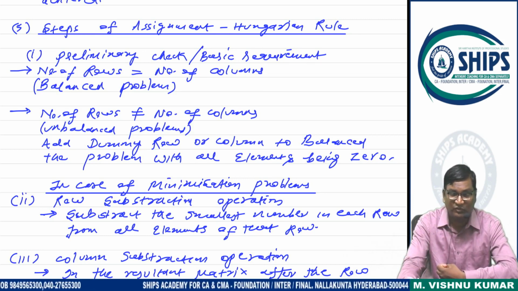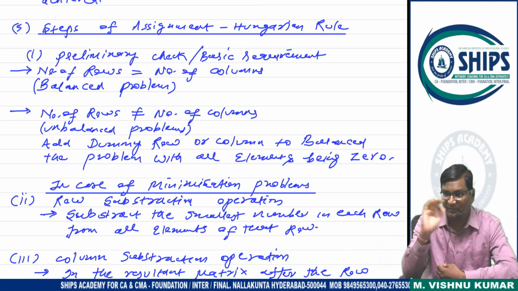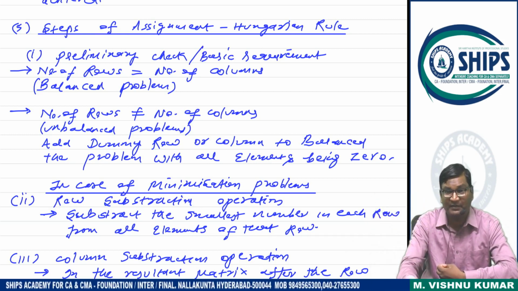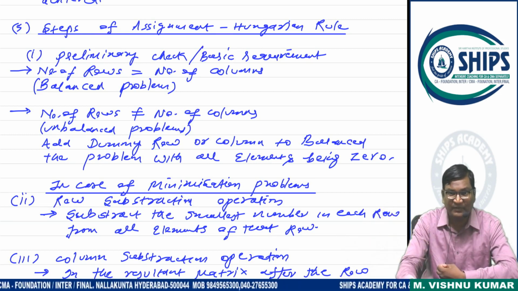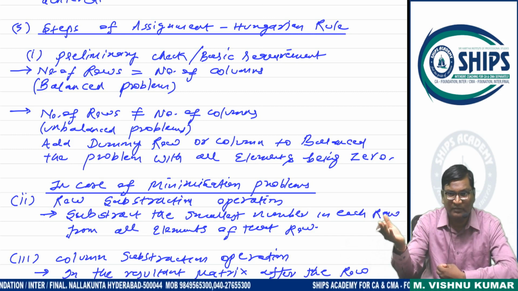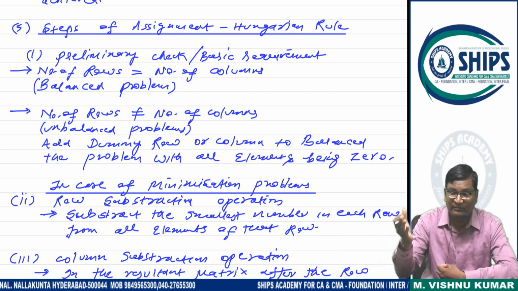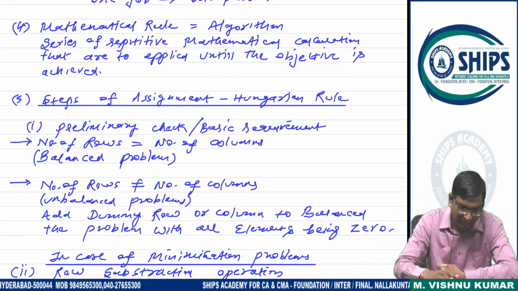Okay. So if the number of lines equals the matrix order, suppose a 4 into 4 matrix and the number of lines is also 4, then we can move to the final assignment. Suppose the number of lines is not 4, only 3, then we cannot move to the next step. So again we have to improve. This improvement will continue until the number of lines is 4, equal to the matrix order.